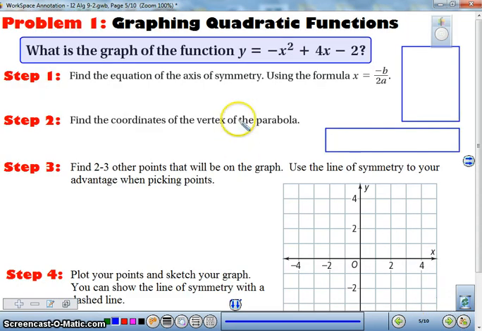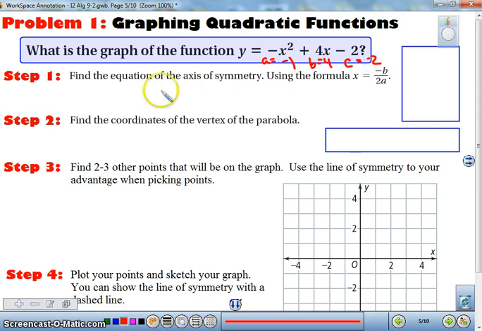So as we are taking a look at our equation, one of the first things we want to be thinking about is, what are our different values? Remember, standard form for a quadratic is ax squared plus bx plus c. So what is our a value? Our a in this equation should be negative 1. What is our b? b is 4, and c is negative 2.